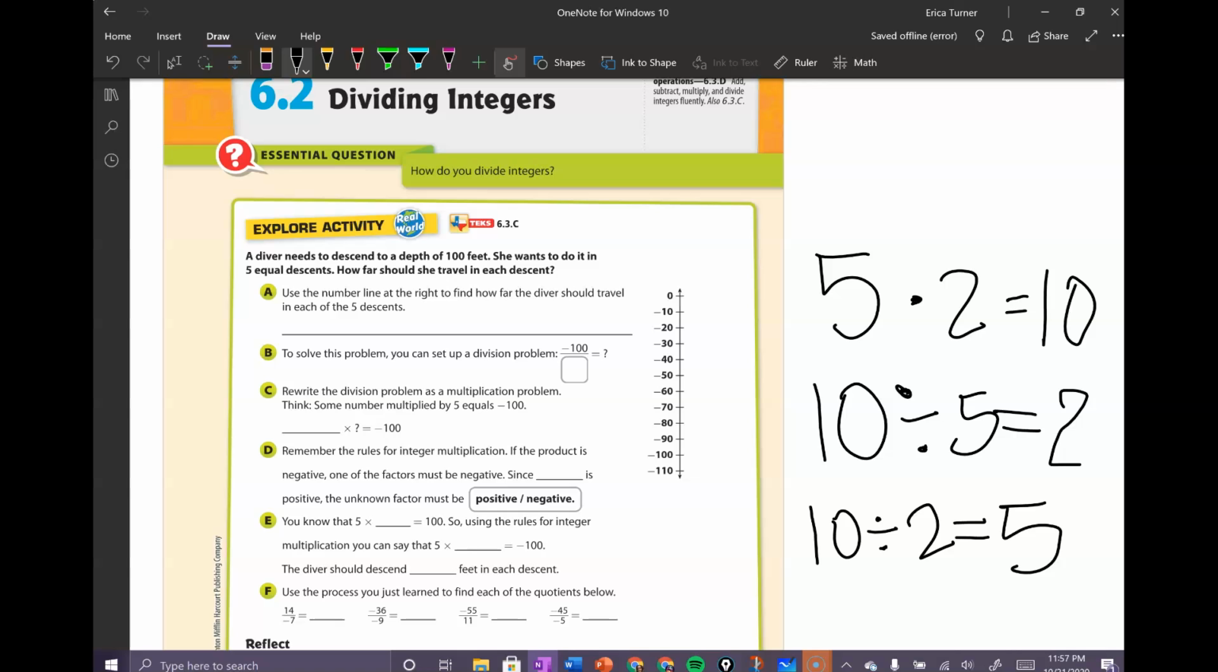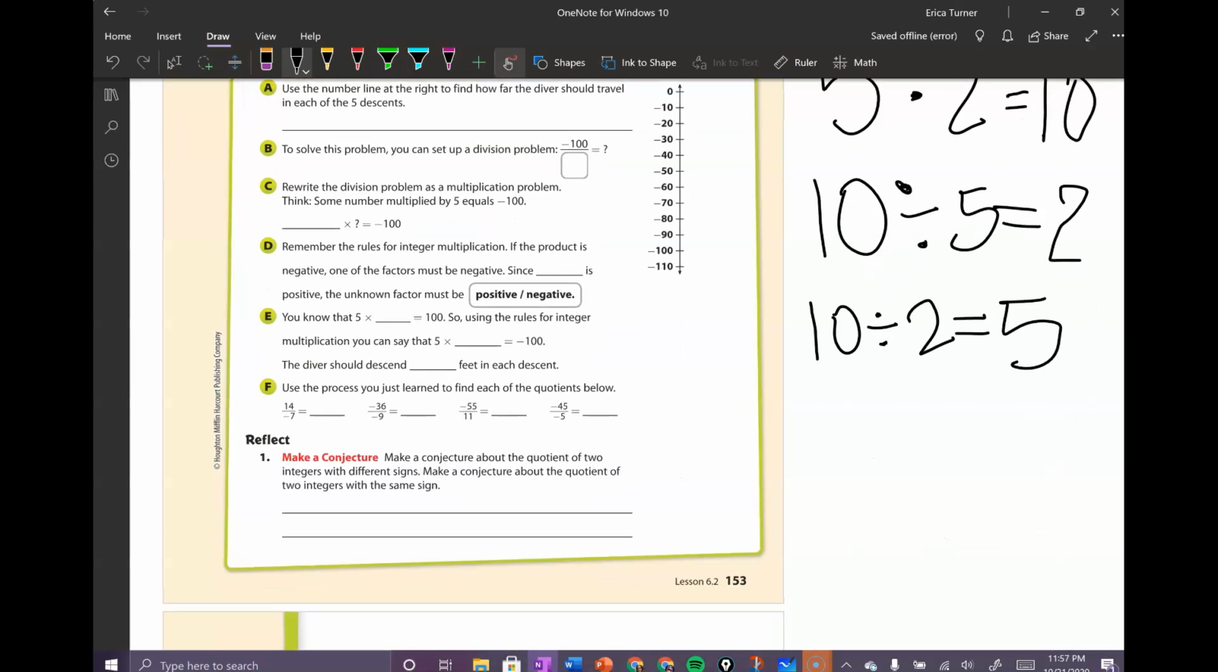Okay, so the rules for dividing integers are the same as for multiplying integers. Okay? And let's also remember some vocabulary words.